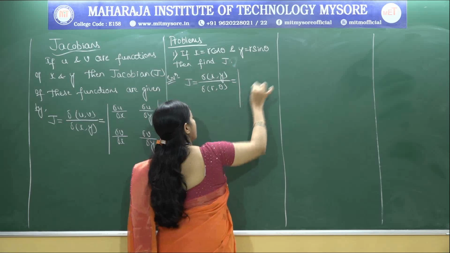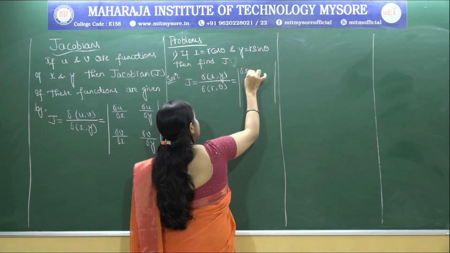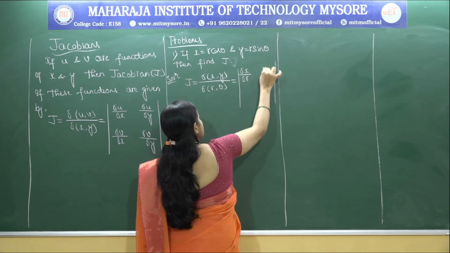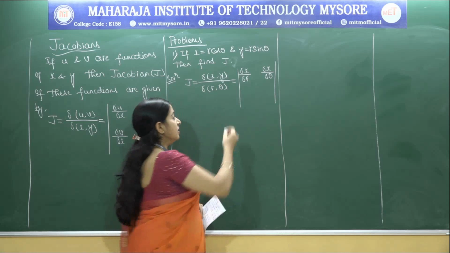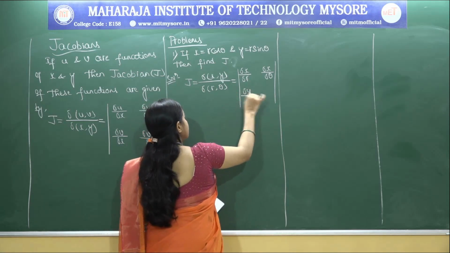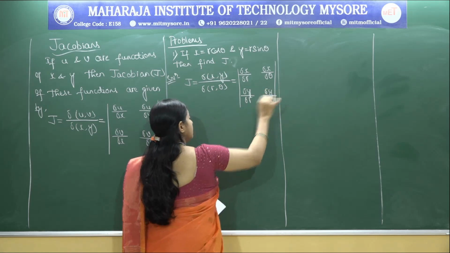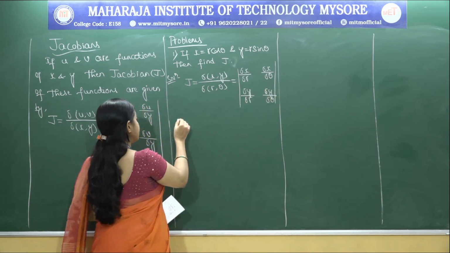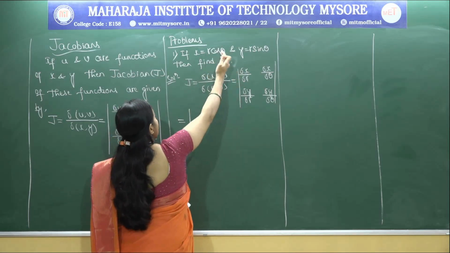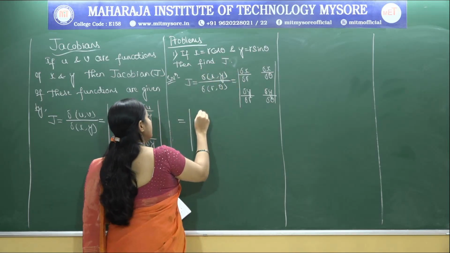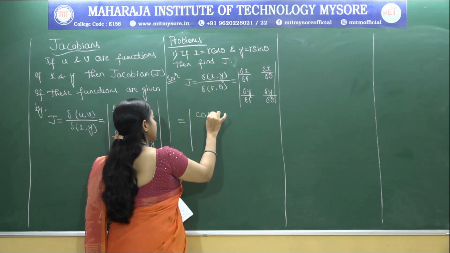So since you have the two variables, you construct the 2 cross 2 determinant: del x with respect to r and del x with respect to theta. Similarly, del y with respect to r and del y with respect to theta. So the first differentiation, since it is a partial derivative, x with respect to r, you have to keep theta constant. So r differentiation is 1, so we will get cos theta for the first term.